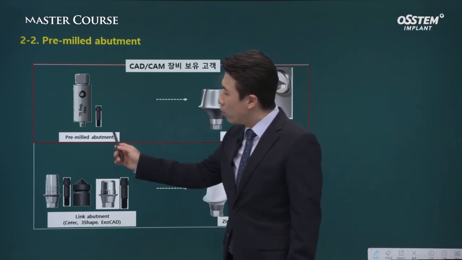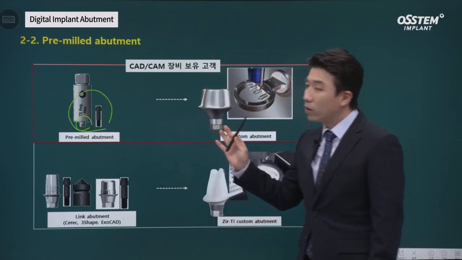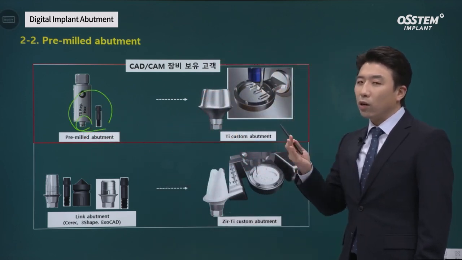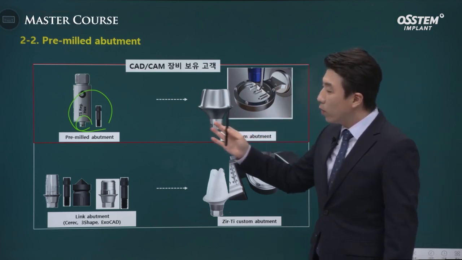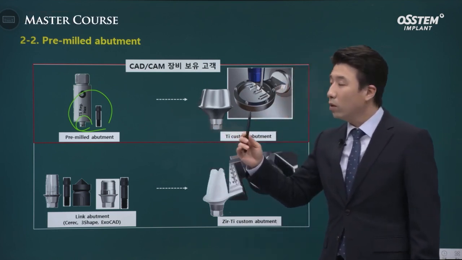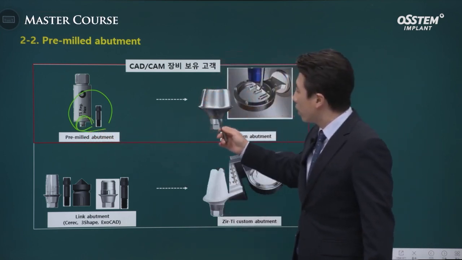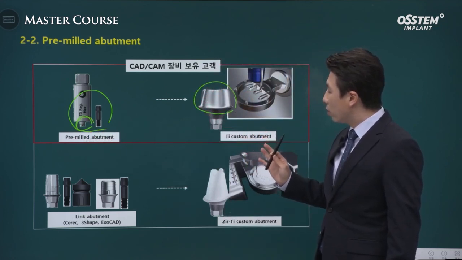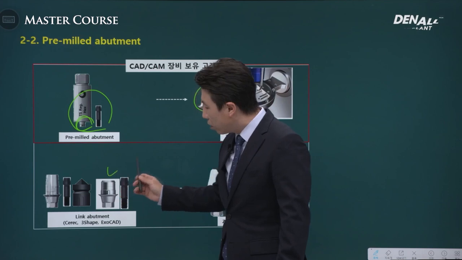Next, let me talk about pre-milled abutment. You can buy pre-milled abutment in rod form like this. The connection area is processed already. If you have a milling machine, or if the lab that I work with has a milling machine, you need to buy the rod from the original manufacturer. The connection area is already cut, so you just need to fabricate this area and complete the abutment.